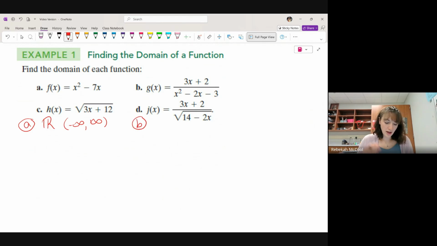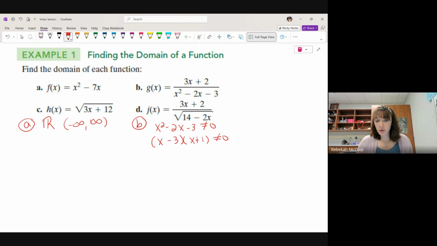Now for b, I see that I am dividing with a variable in the denominator. So I need to figure out when this denominator would be 0, because that's when we're going to have an issue. Now this is a quadratic. So I don't care about my numerator, right? It's just the denominator being 0 that's a problem. So I need to factor this. That's always our favorite way to solve quadratics. So I'm looking for two numbers that multiply to get -3 and add to get -2. Well, that would be -3 and +1.